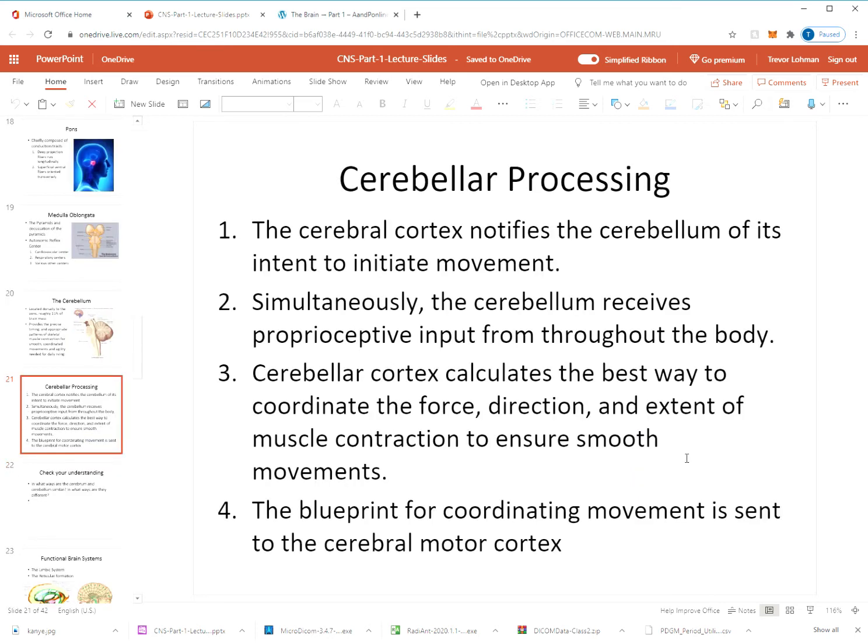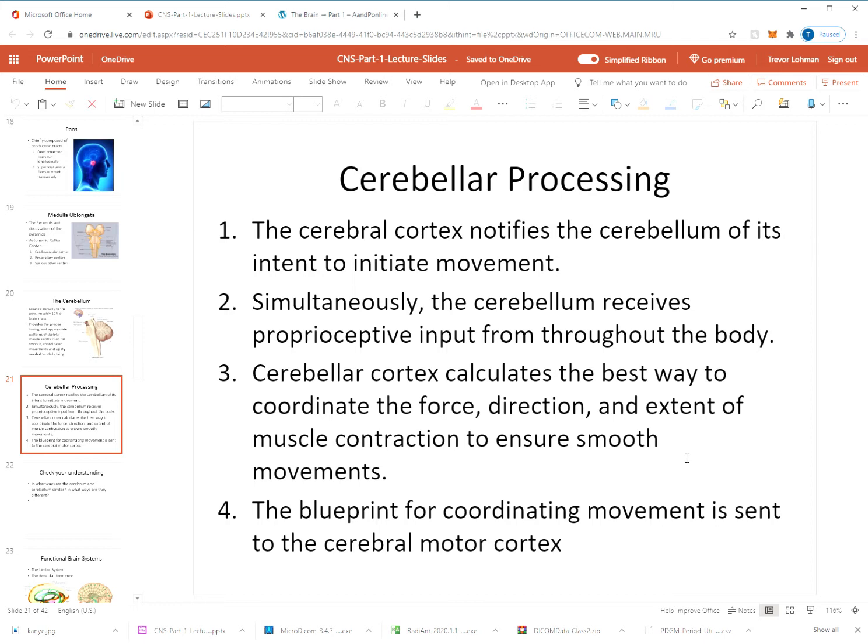So anyway, real quick, I won't ask you about this, but just a very simple layout of cerebellar processing. So remember, movement is initiated in the cerebral cortex, possibly the primary motor cortex if it's a really simple movement, but more likely the premotor cortex. At the same time, the cerebellum is actively receiving and monitoring proprioceptive input from throughout the body. If you don't know what proprioception is, I thought that was a common word, but I have a lot of students who had never heard it.